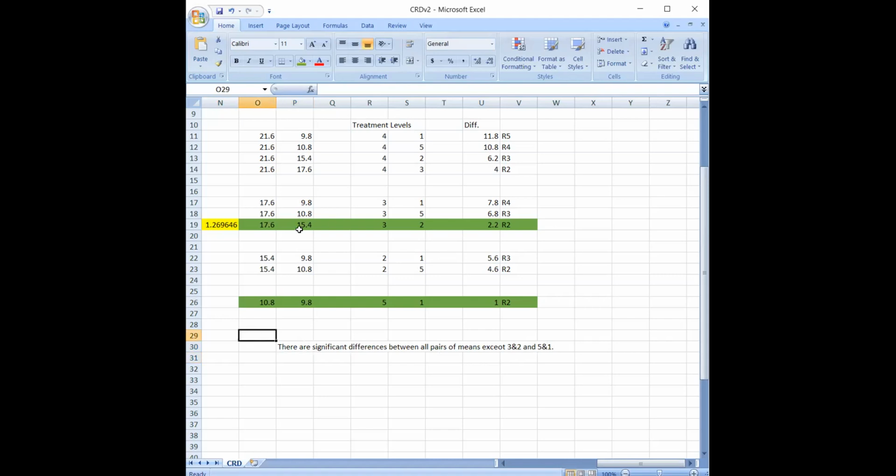So we have found out, since here these two levels are different, that will indicate these two mean levels are the same. So that's how you conduct this Duncan's process in order to find out whether there is any difference between the treatment mean levels.